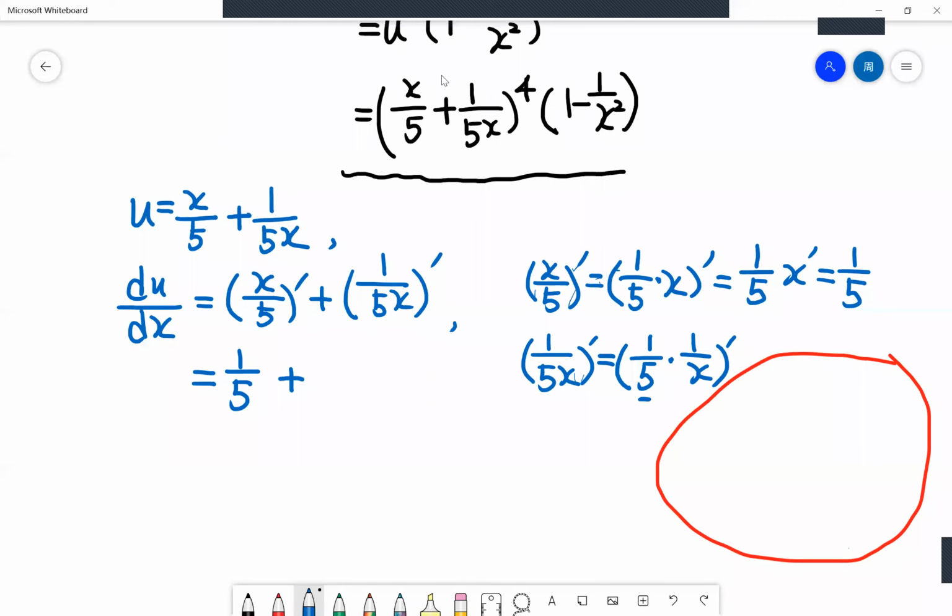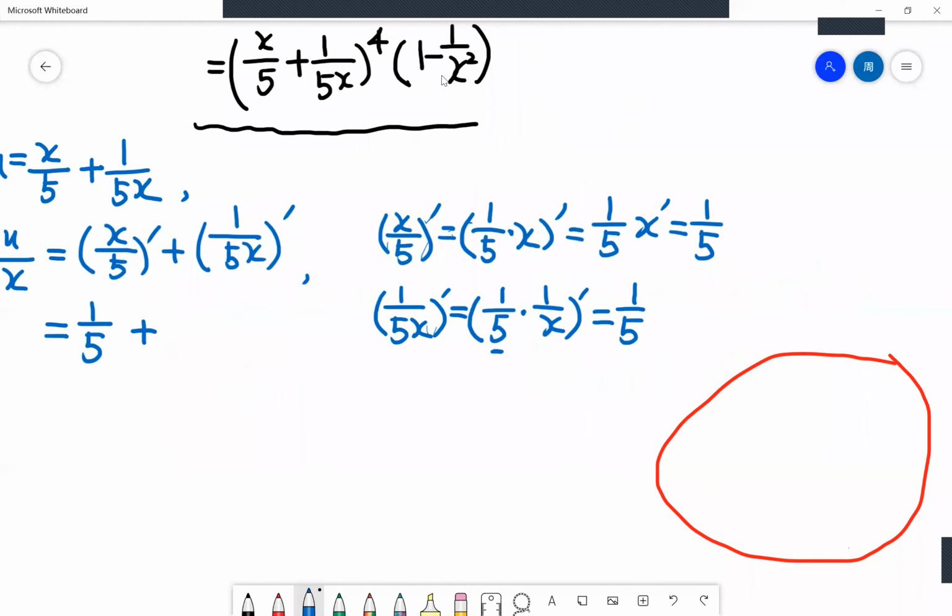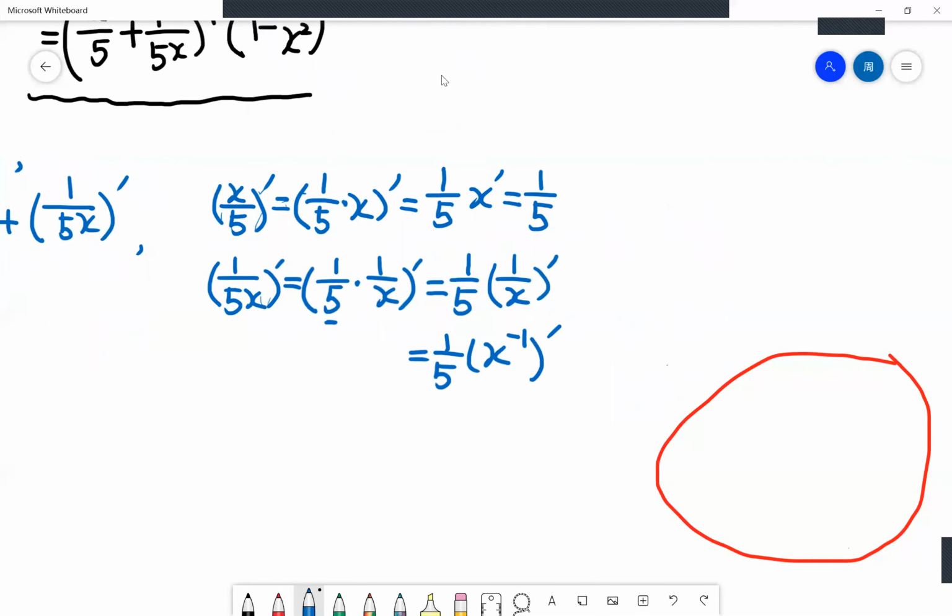So here we can also take the constant out. So that equals 1 by 5, and then 1 by x prime, right? And 1 by x can be written as x power minus 1 prime. So that equals here 1 by 5 times minus 1. We use the power rule here, minus 1 times x power minus 1 minus 1.